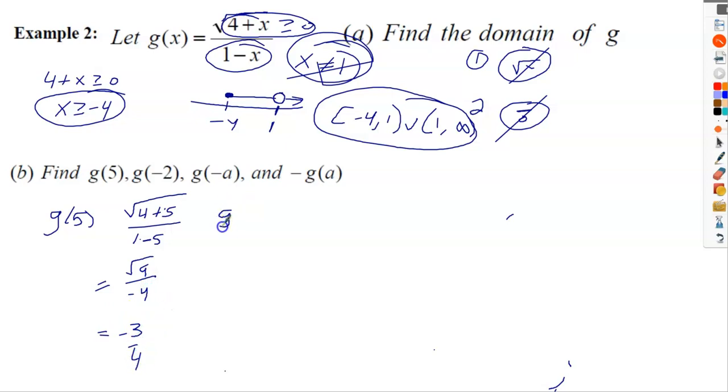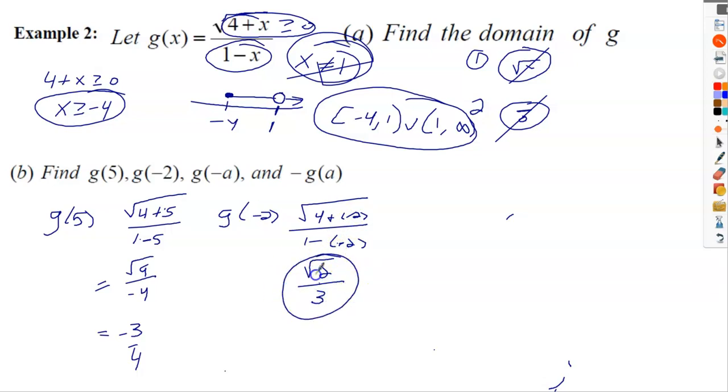Now when I move on to g of negative 2, I'm going to plug in negative 2, so it'll be 4 plus negative 2 over 1 minus negative 2. So I'm going to get the square root of 2 over 3. And that's going to be my final answer.